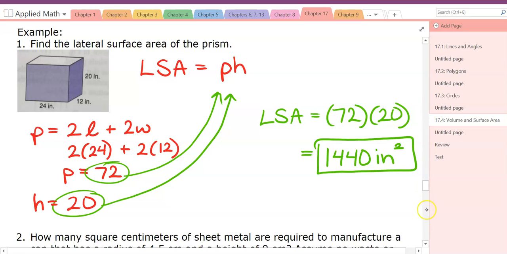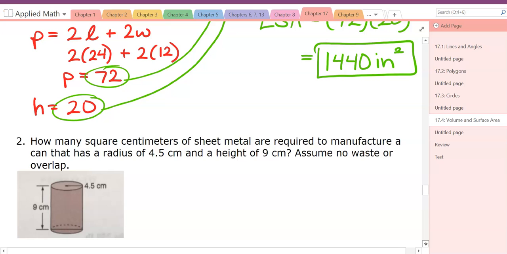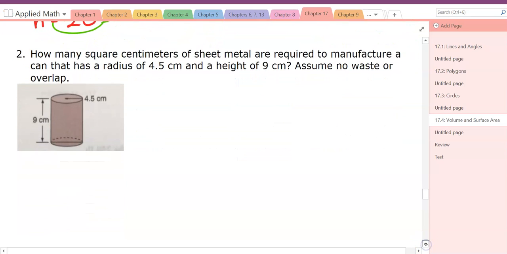Okay, let's take a look at the next one. Next one here says, how many square centimeters of sheet metal are required to manufacture a can that has a radius of 4.5 centimeters and a height of 9 centimeters? Assume that there's no waste and no overlap. So they want to know how much total is needed to make this whole can. So that includes the side and it includes the top and the bottom of the can. So for this one, we want to use our total surface area.